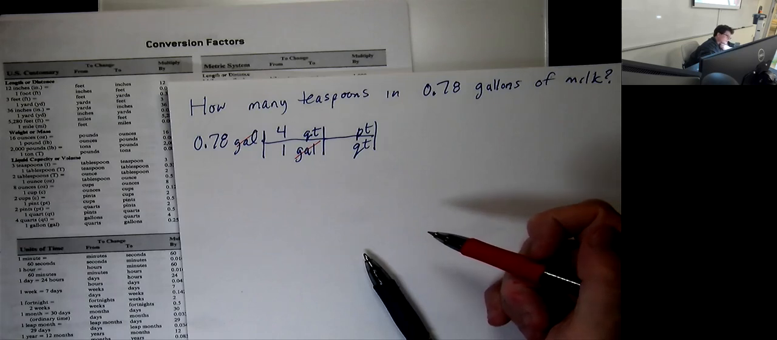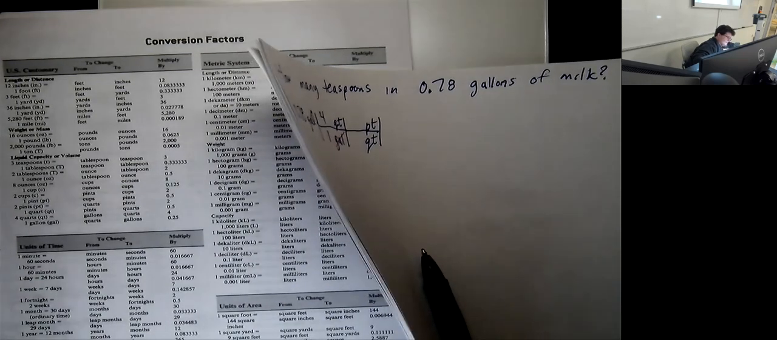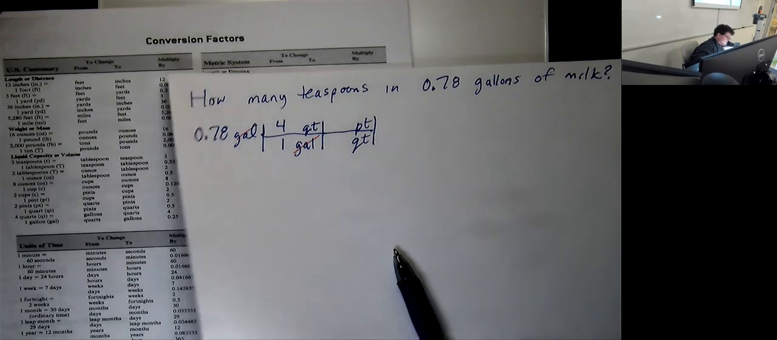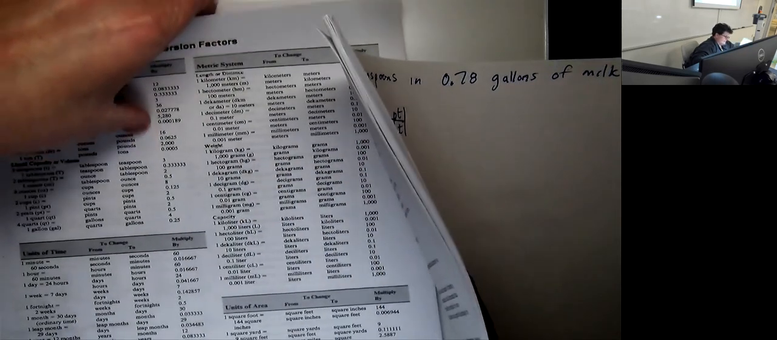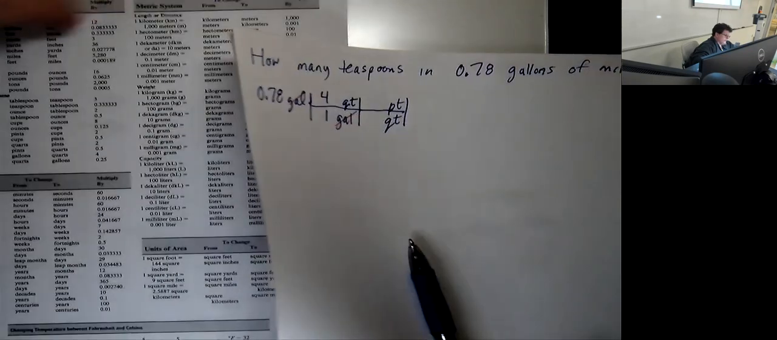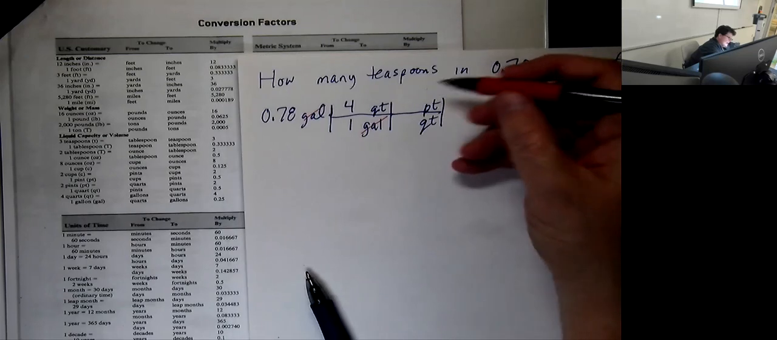Couldn't you just go, do you know how milliliters convert to teaspoons? It says it right here: 1 teaspoon equals 4.3 milliliters. We'll do that later. I'm keeping the same units for now. Same unit system.